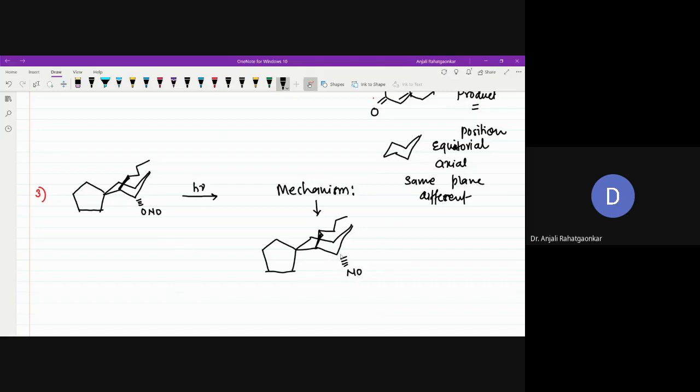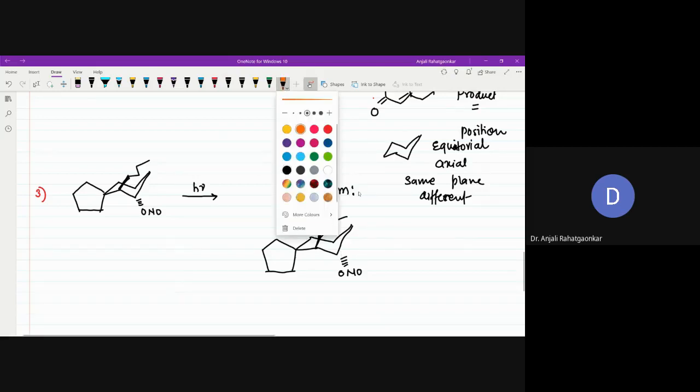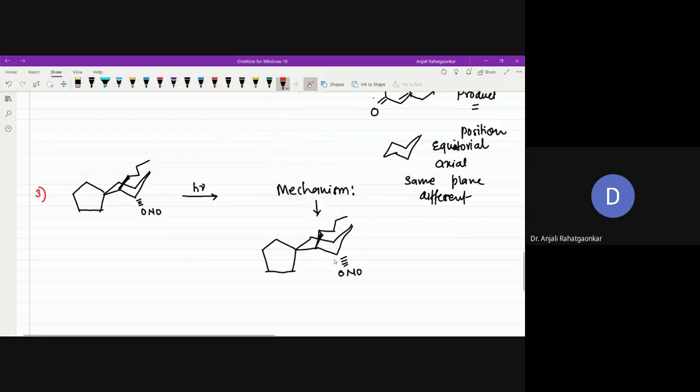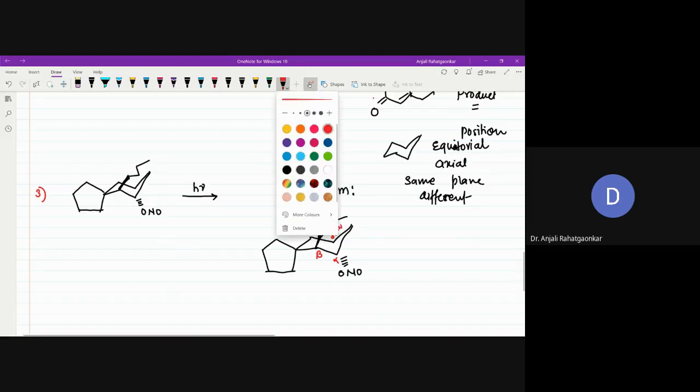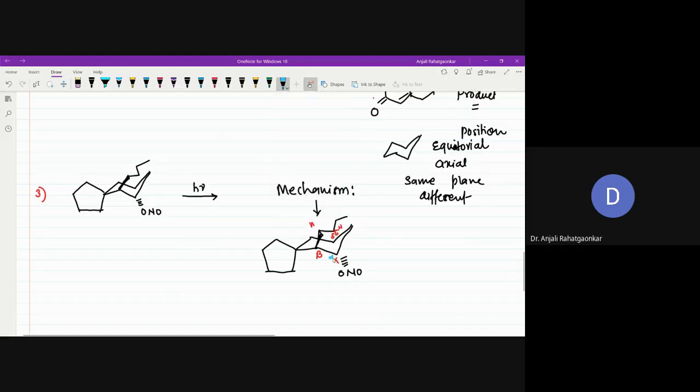All right, so this is your NO and ONO, and this is back the plane. Now when we tap the site, alpha, beta, gamma, that is the first thing we have to see. Okay, so this is the alpha, beta, gamma, and delta. So there are the two hydrogens we can derive from this position, and the another possibility is this is the alpha, this is a beta, this is a gamma, and this is a delta.